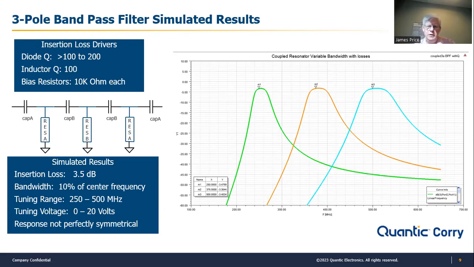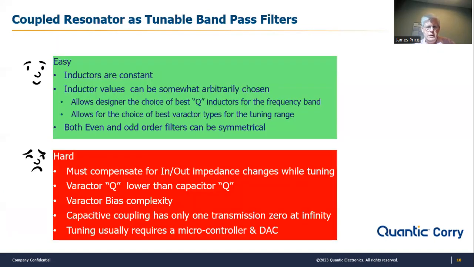Okay, and what are some of the advantages and disadvantages of designing with coupled resonators? The one big advantage, of course, is that the inductors are constant. You don't have to fool with varying the inductors. With some other filter creation techniques, you can't just vary capacitors and have the response look good over any kind of reasonable bandwidth. In this kind of filter, you can.